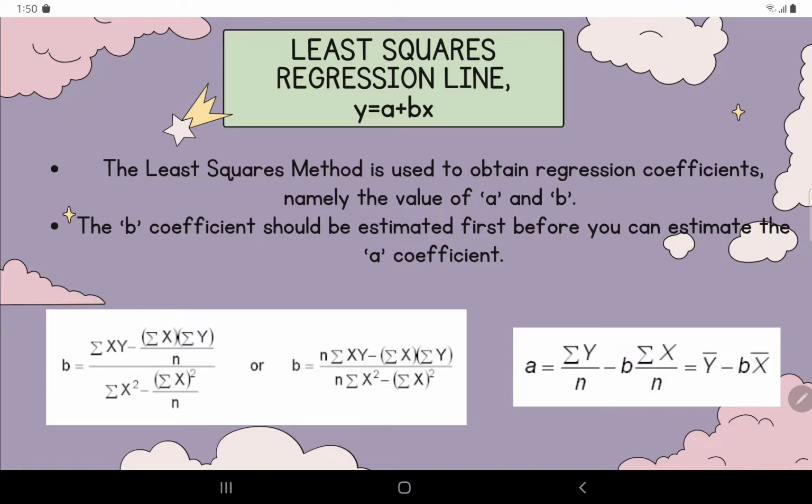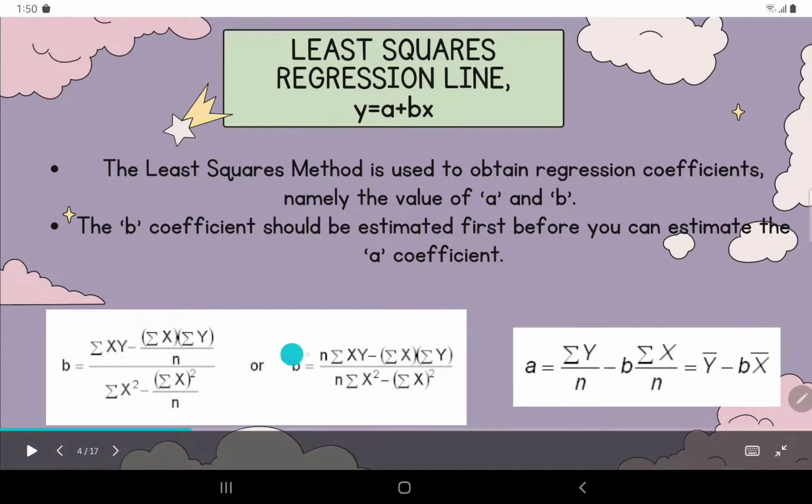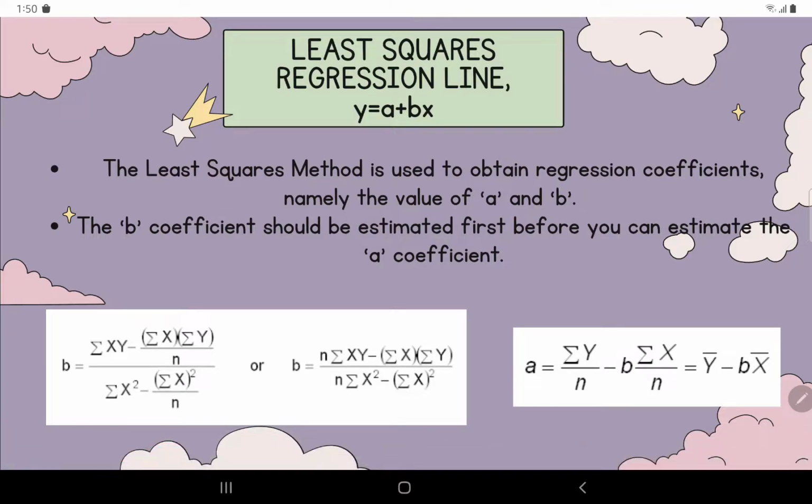So how to find the values of a and b? For the regression line y equal to a plus bx, a and b can be calculated using these formulas. This formula is for the calculation of b, and this formula is for the calculation of the a coefficient. So you need to find b first before you estimate the value of a.